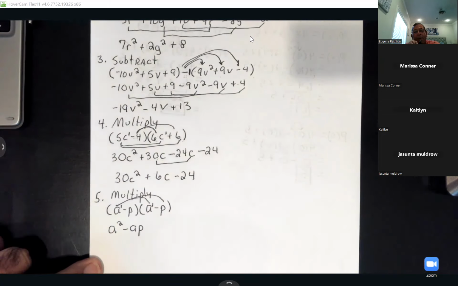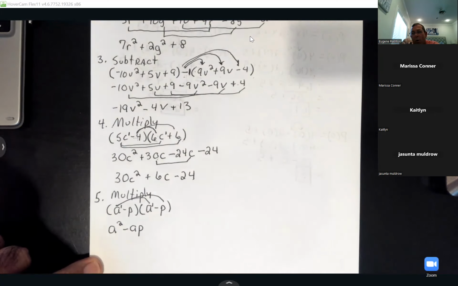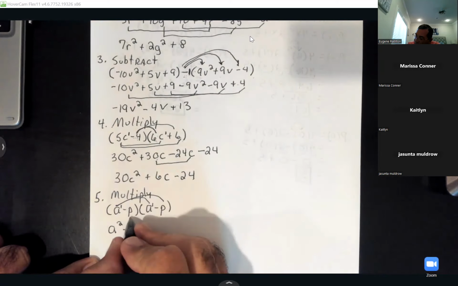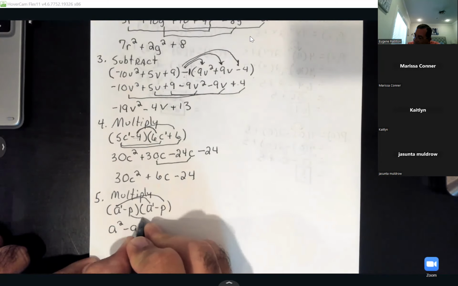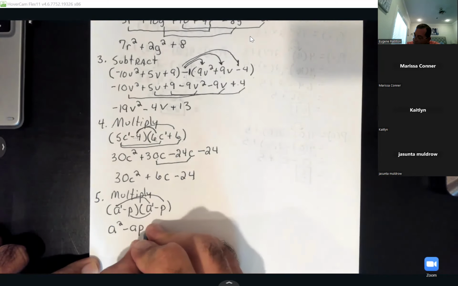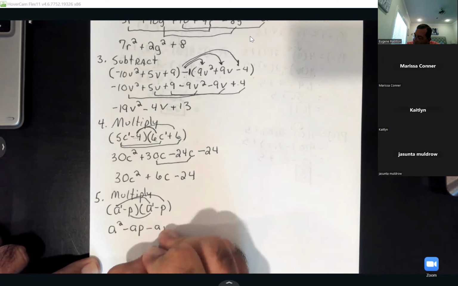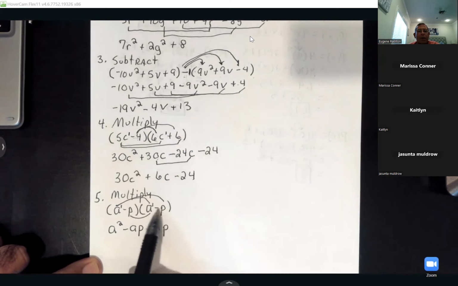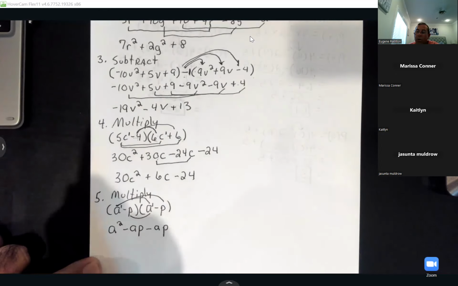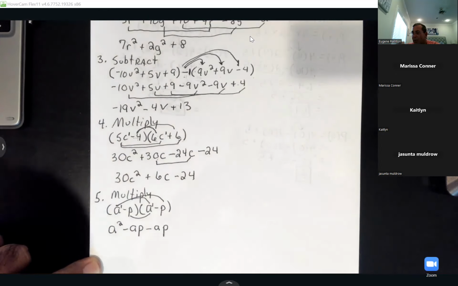So y'all, thing I do with these, I always keep them in alphabetical order. Because look right here, that negative P times that A, that's going to be a negative AP. So negative PA would be right, but it's easier to tell that you got like terms if you keep them in alphabetical order. Now, y'all be careful right here.